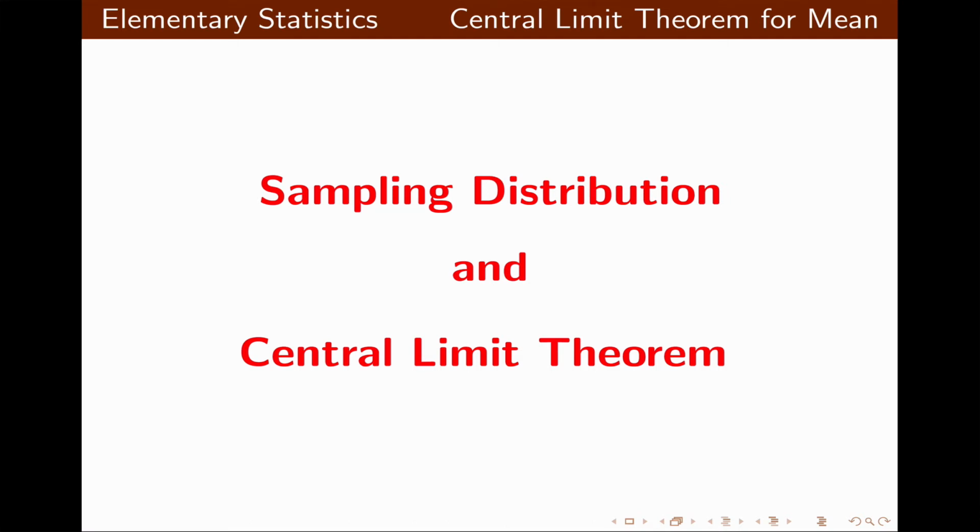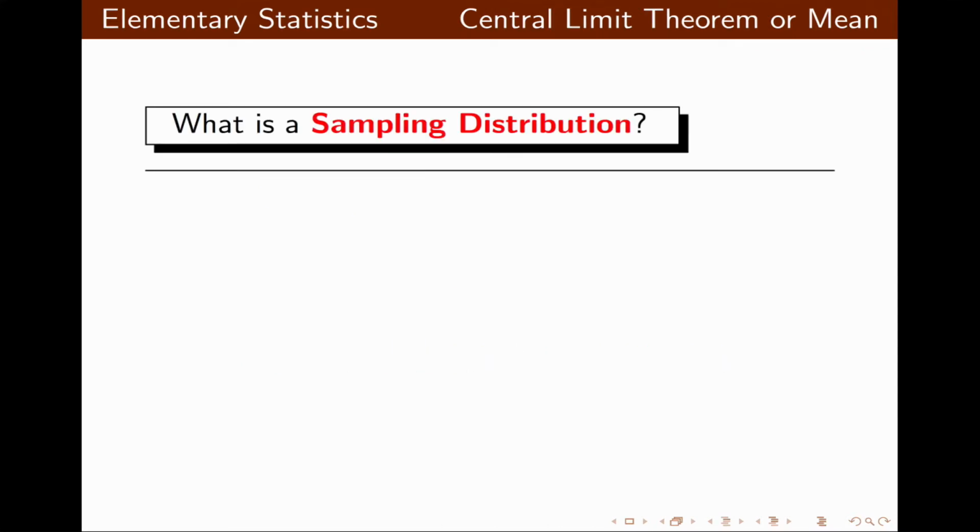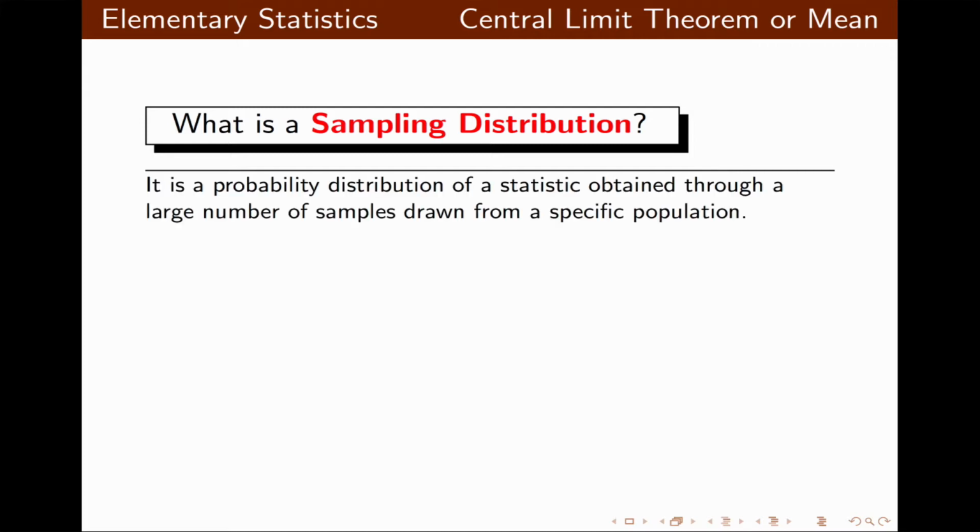In this presentation, I'm going to talk about sampling distribution and central limit theorem. So what's a sampling distribution? It's a probability distribution of a statistic obtained by a large number of samples drawn from a population.